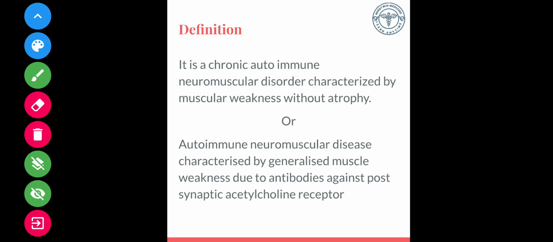So what is autoimmune disease? Where the body will produce the antibodies against its own cells or tissues. Here in myasthenia gravis, it is produced against the receptor which will be used during acetylcholine impulse transfer. Okay, the antibodies are produced against this postsynaptic acetylcholine receptor.